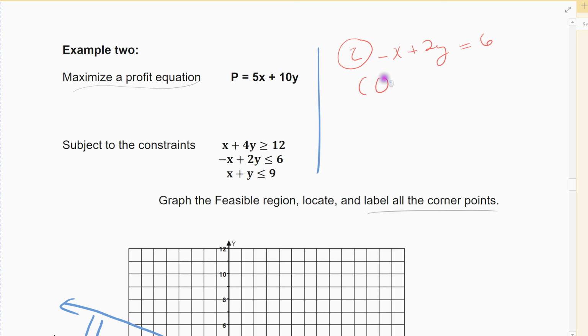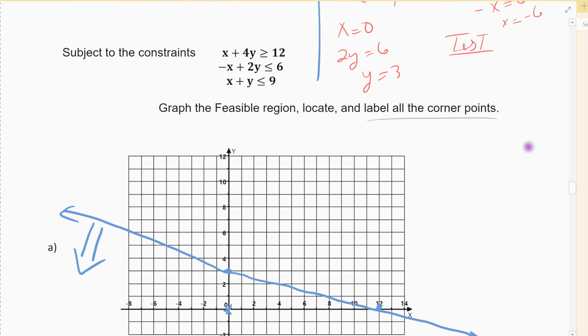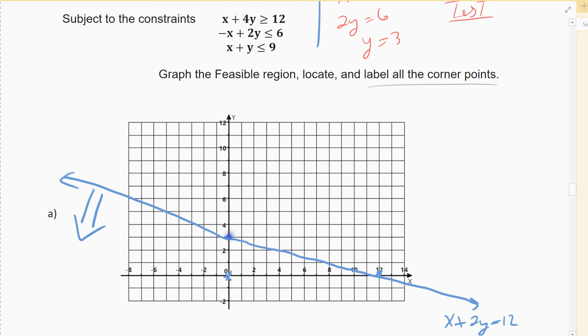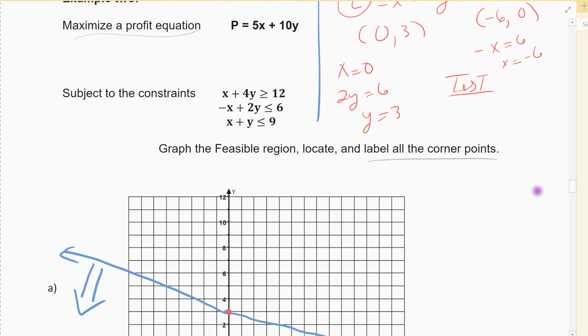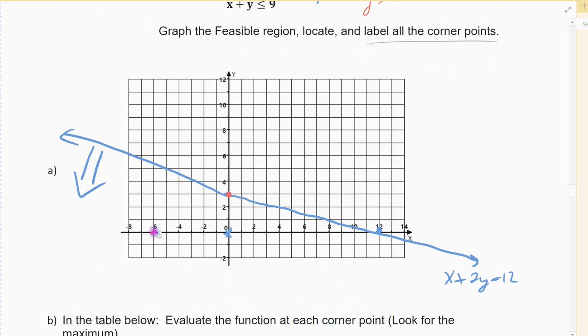Same thing, I'm going to use my intercepts. So the first one is x equals 0. I get 2y equals 6, so y equals 3. And when y equals 0, negative x equals 6, so x equals negative 6. And then I'm going to test it after I graph it. All right, so 0, 3 actually hits, so it's probably going to be a corner point, right? It's going through 2 of my lines. So it hits there at that same place, 0, 3, and then negative 6, 0. So over here.